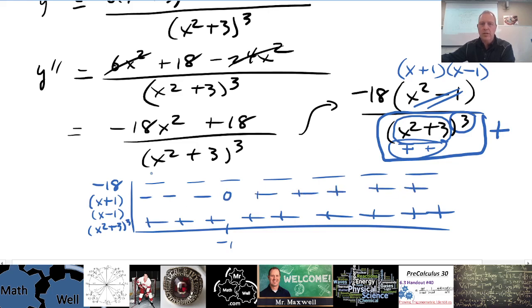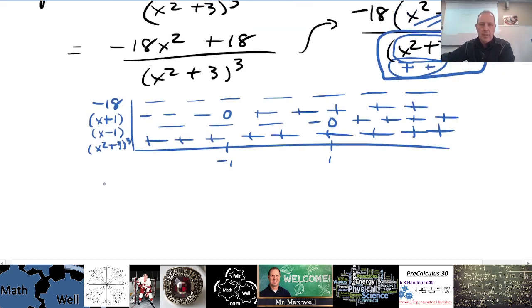And if you're unsure about that, just test some numbers. So here I know that positive 1 for x is going to be 0. And if I don't know what sign goes on the left, think of a number that's less than 1, like 0. 0 minus 1 is negative, so all the numbers here are negative. And then think of a number greater than 1, like 10. 10 minus 1 is a positive 9, so all the numbers will be positive. Okay, that's a lot of signs there, but let's just see what's happening.